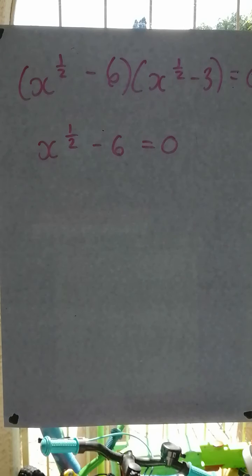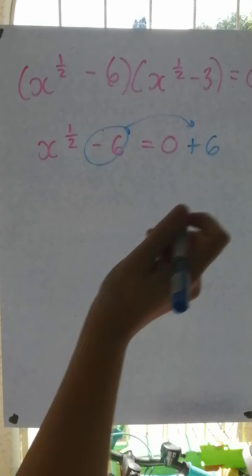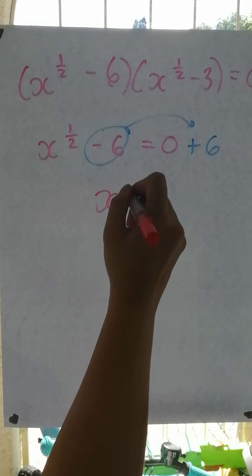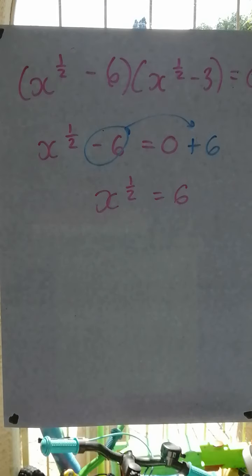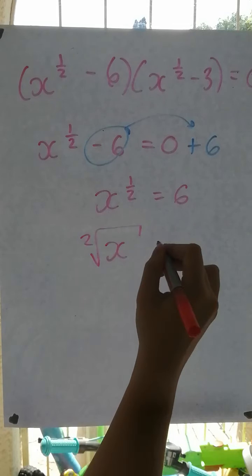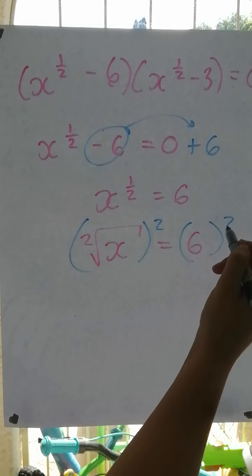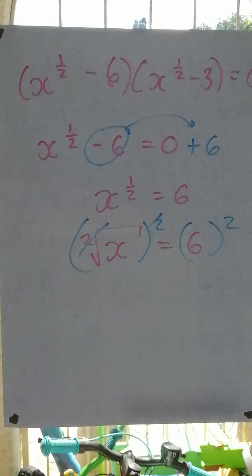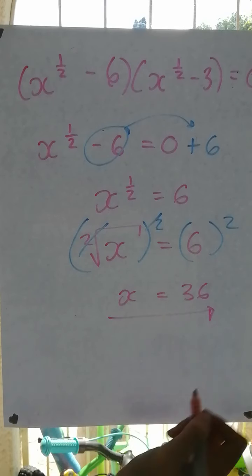So if I had equal to 0, let's just look at things like that. How would you solve for x? Well, I would take the negative 6 over, it becomes plus 6, and I end up with x to the power of a half equals 6. Let's rewrite this now, rather, as a root. I've got the square root of x is equal to 6. How do I get rid of it? By squaring this. That and that cancel. X equals 36 would be my answer.